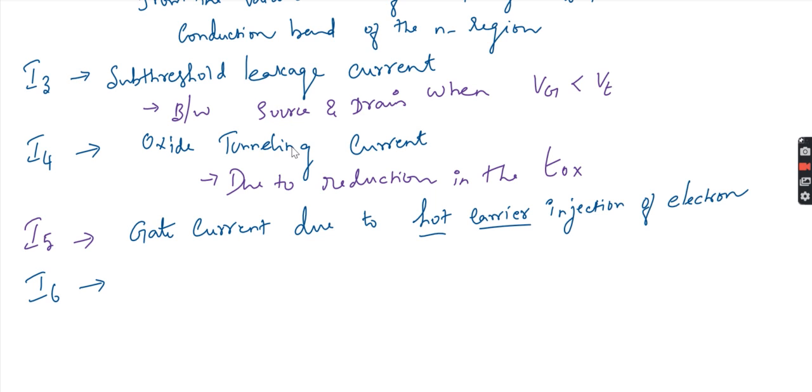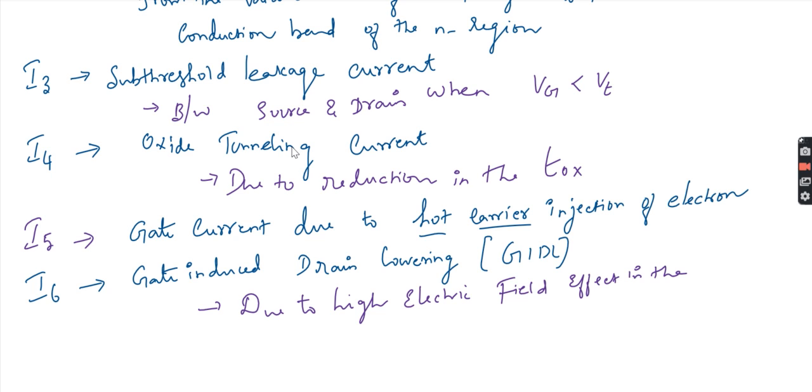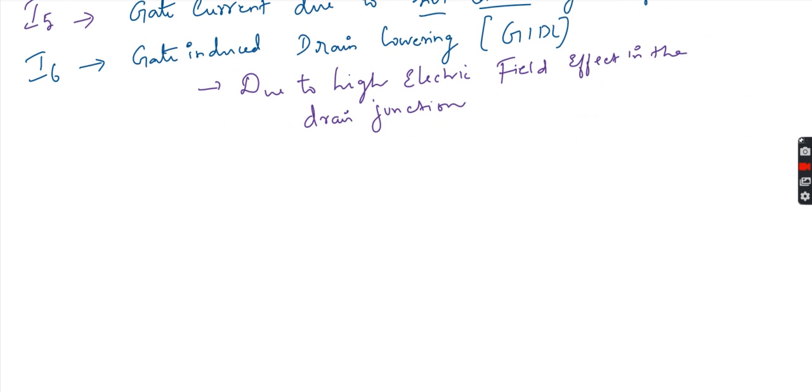Next, I6. I6 is a gate induced drain lowering. By short, we will call it as GIDL. This will happen due to high electric field. High electric field effect in the drain junction. That is I6.